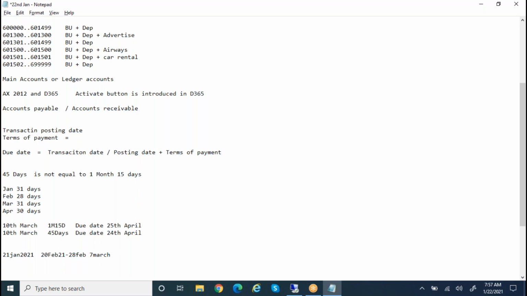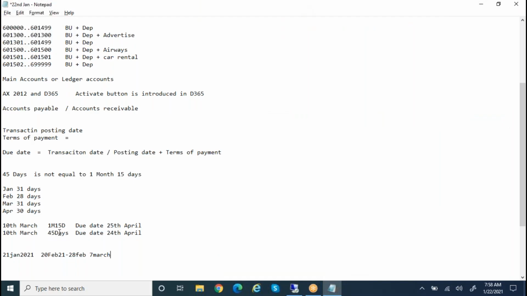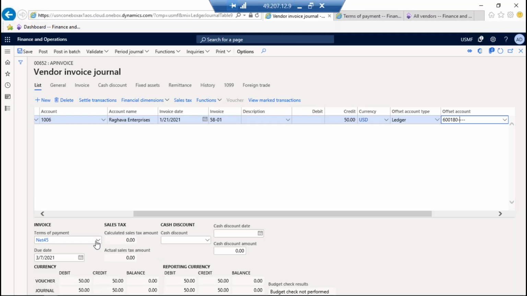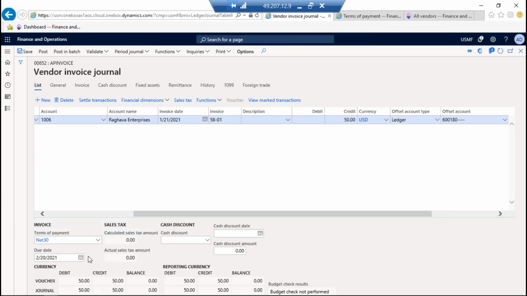Seven days in March, so that is the reason it is showing the 7th. Actually, frankly, up to the 19th it will calculate 30 days. If you want, you can calculate this one. Because 30th Jan is 31 days, then it is like this. Suppose you are selecting net 30 days, we can change on the fly also. So it is coming 20th of February.